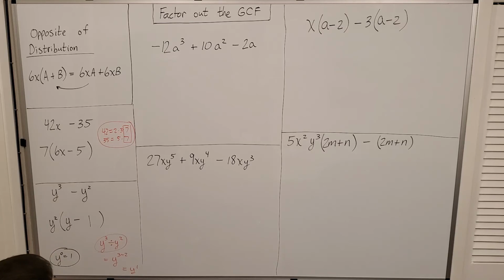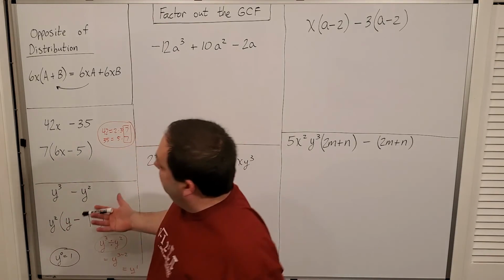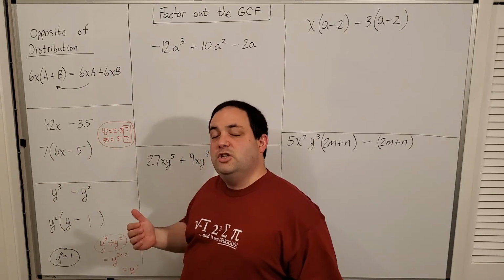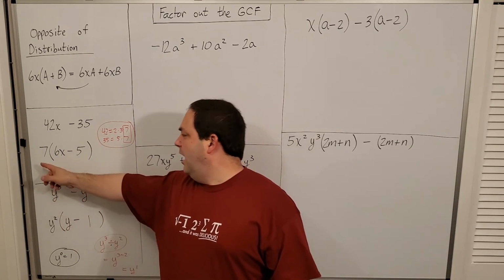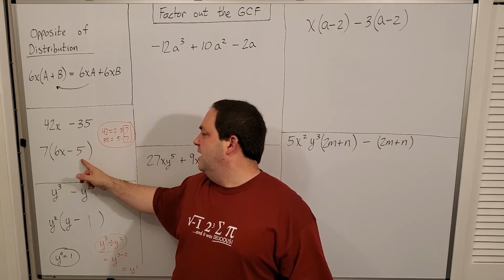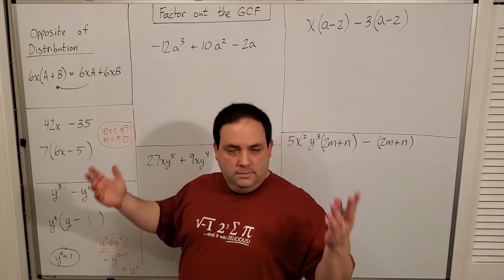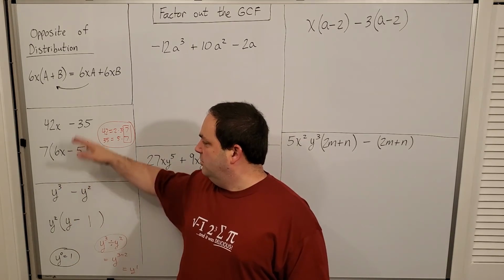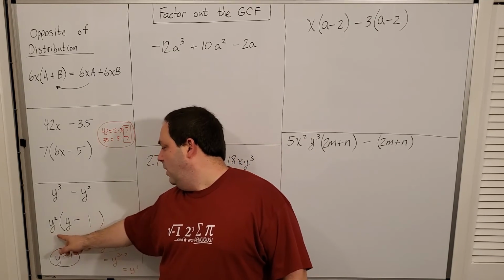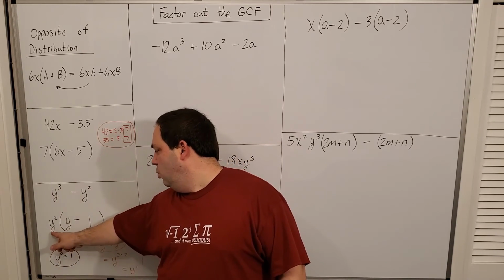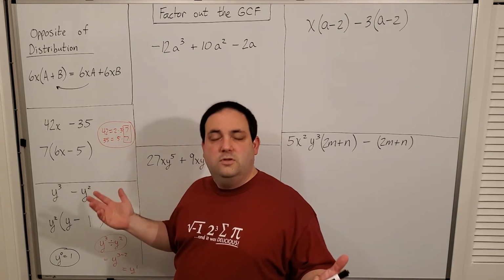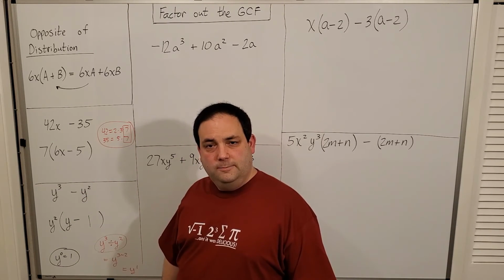Okay? Now between these two, don't forget that you can actually check yourself just by using the distributive property. I could do 7 times 6x gives me 42x. 7 times negative 5 gives me negative 35. And it comes out to be the same thing, which means we did it correctly. Y squared times y is y cubed. Y squared times 1 is itself y squared. So we factored it out correctly.